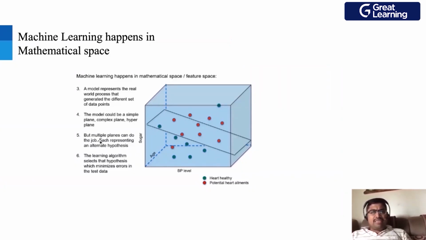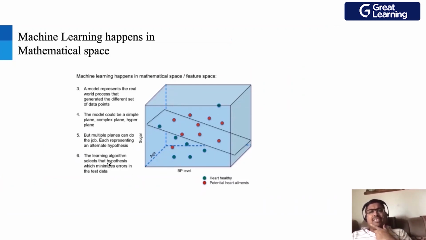Then multiple planes can do the job, each representing an alternate hypothesis. So this plane is a classifier essentially. This generally is used in the scenario of a classifier, classifying them into two groups. The learning algorithm selects that hypothesis which minimizes errors on the test data.